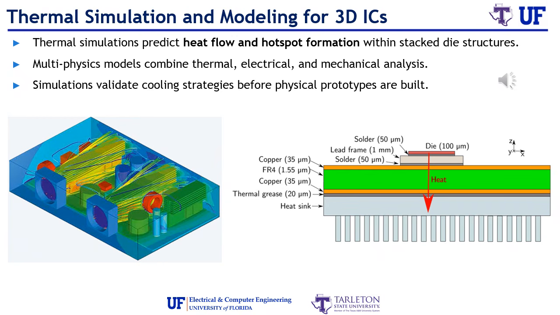Some tools also integrate electrical and mechanical models. Electrical models estimate local power dissipation, while mechanical models predict thermal expansion and stress. This helps identify not just hotspots but also regions vulnerable to cracks, delamination, or warpage under cycling. By iterating in software, engineers converge on thermally robust designs before committing to expensive fabrication.